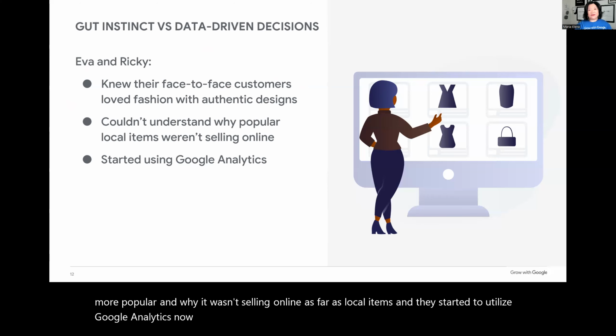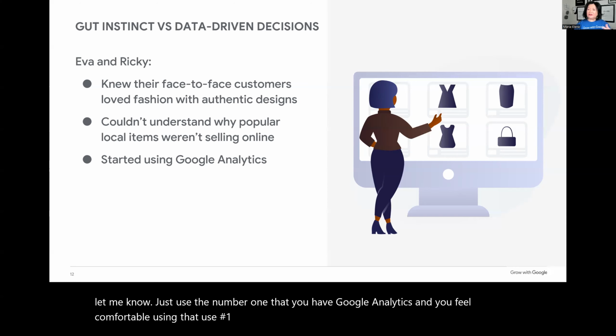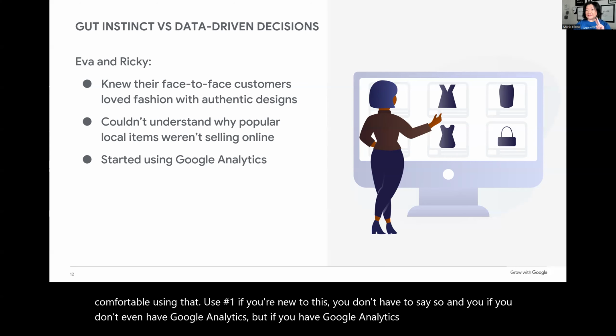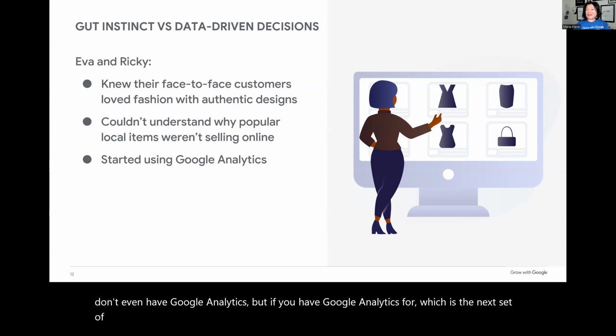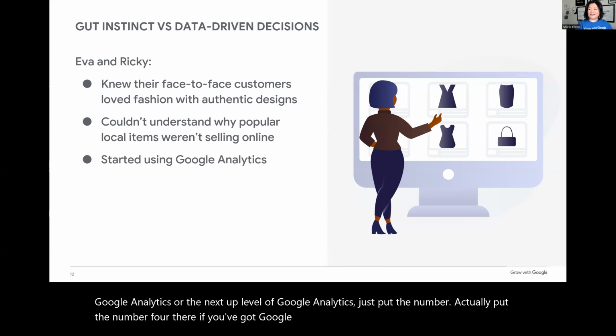Now, some of you have Google Analytics. If you do have Google Analytics, let me know. Just use the number 1 if you have Google Analytics and you feel comfortable using that. If you're new to this, you don't have to say so. And if you have Google Analytics 4, which is the next up level of Google Analytics, just put the number 4 there. If you've got Google Analytics 4, I'd love to know. All right. Vicky's got 4. A lot of people on 1.